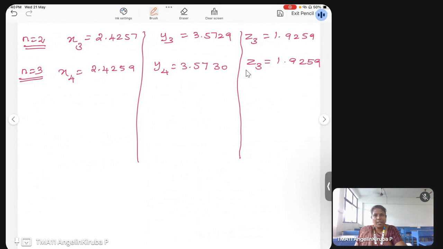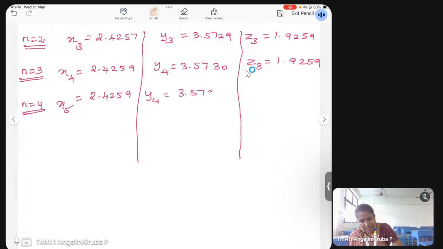correct. 1.9259 and 1.9259. But look, in the x and y values we are getting a slight variation. That is in the fourth position. Okay, so we'll do one more iteration. n is equal to 4. If you put n is equal to 4, you'll be getting the same values. And y5 is equal to 3.5730. And z5 is equal to 1.925.